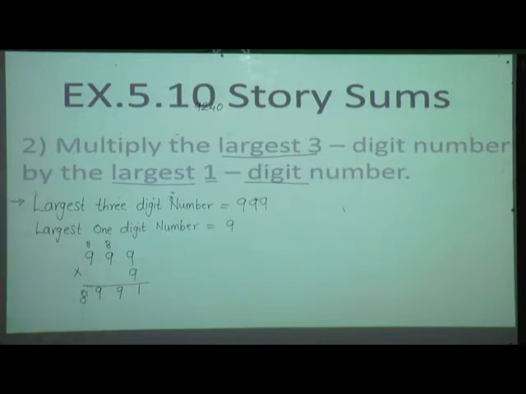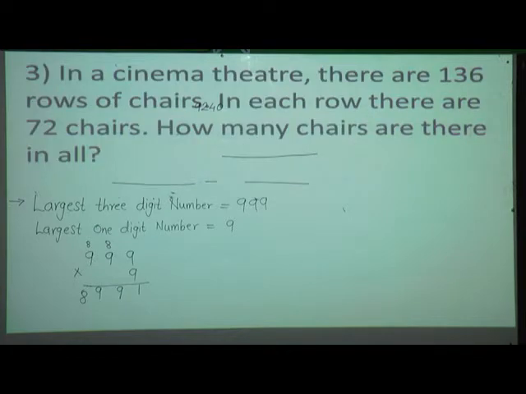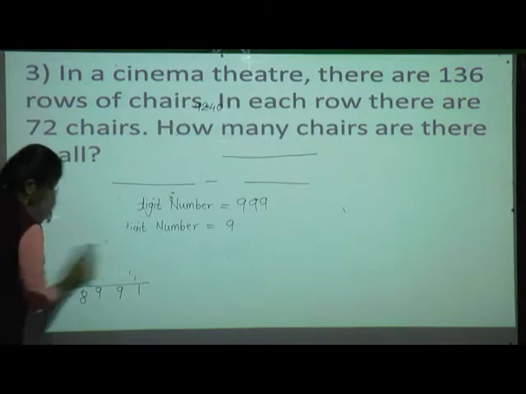So what is the answer? The answer is 8991. So if we do the multiplication of 999 into 9, then we will get the answer 8991, isn't it? Copy this question and answer in your textbook. Shall we move to the next? Okay. See the third one. Read the question.